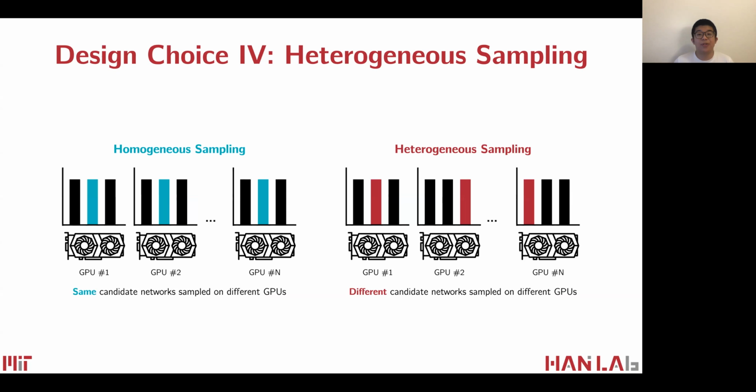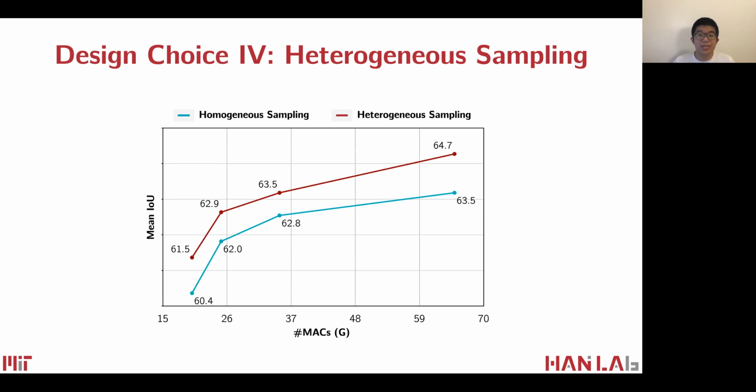Different from the 2D NAS method, where the same candidate network is sampled on different GPU workers, we sample different candidate networks on different GPUs and aggregate their gradients during the backward propagation. This can be simply implemented by setting the random seeds on different replicas differently. We named our sampling strategy heterogeneous sampling and the vanilla one homogeneous sampling. With this very simple technique, we found that the super network trained with heterogeneous sampling offers a much better trade-off curve, achieving more than 1% better under all computation budgets.